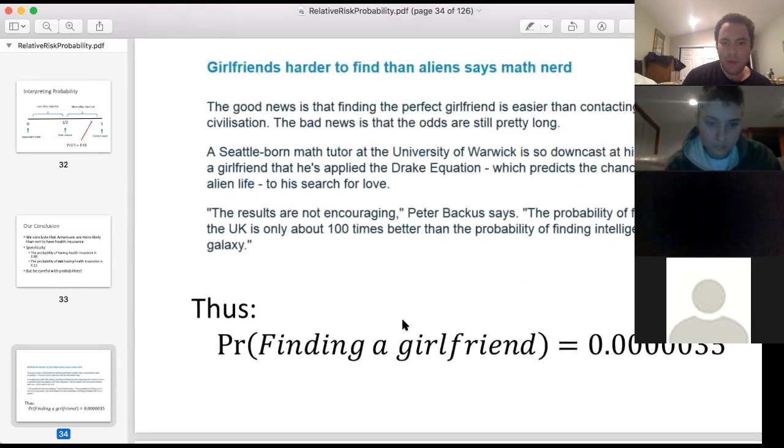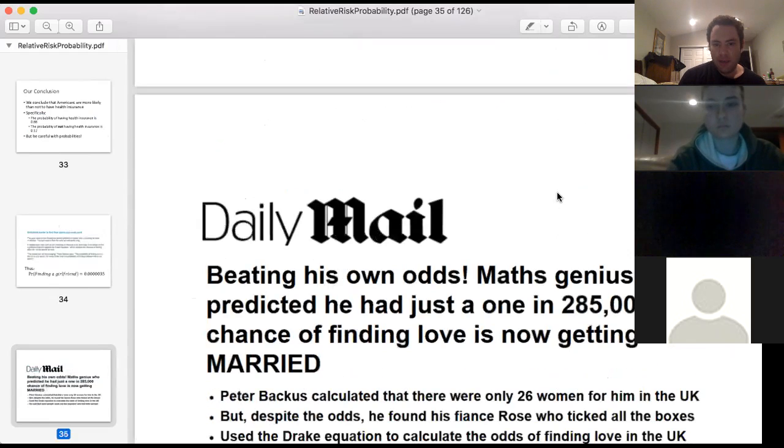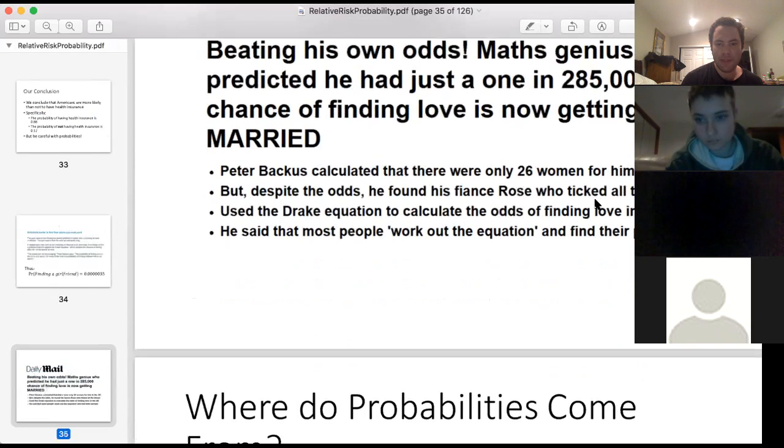He said that the probability of finding a girlfriend was very, very, very small, 0.00000035. So that's much, much less than 1%. Basically 1 in 285,000. And he defeated his own odds. He is now getting married. He calculated that there were only 26 women for him in the United Kingdom, but despite those odds, he found his fiancee Rose, who ticked all his boxes.